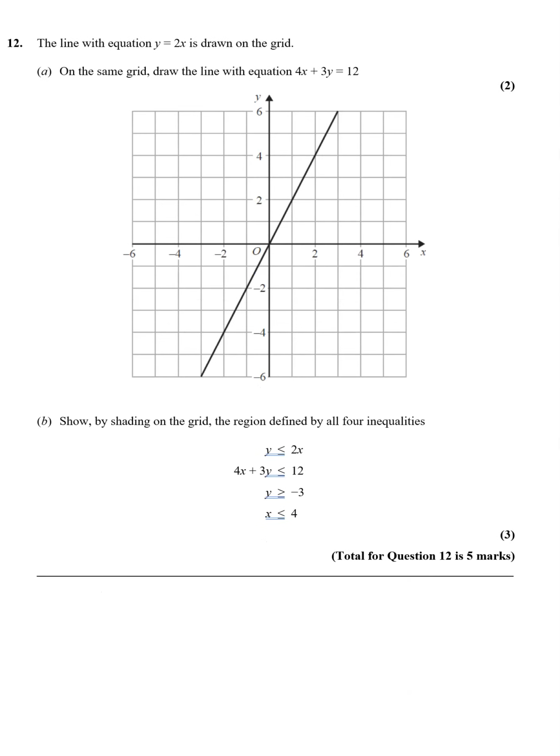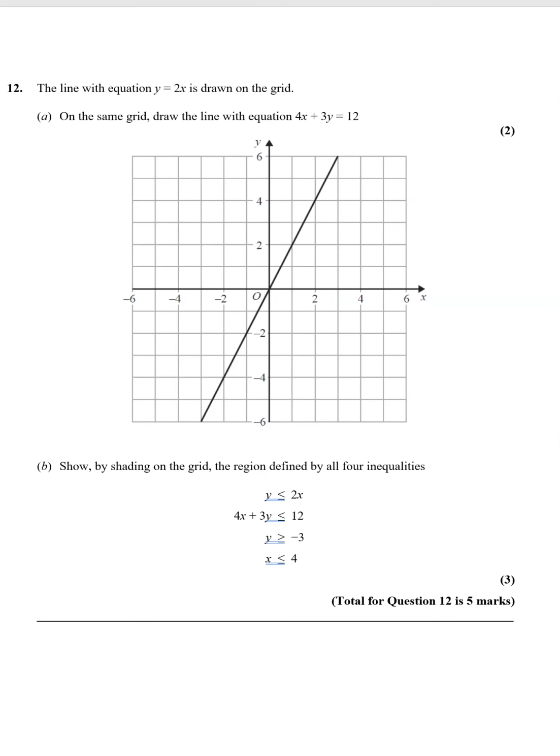Right, number 12. On the grid, draw a line 4x plus 3y equals 12. Right, so what I'm going to do is use the cover up method. So if x is 0, I cover up that because 4 times 0 is 0. So 3y equals 12, so y must be 4.